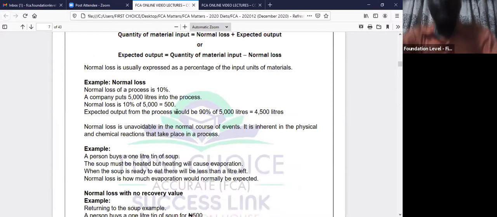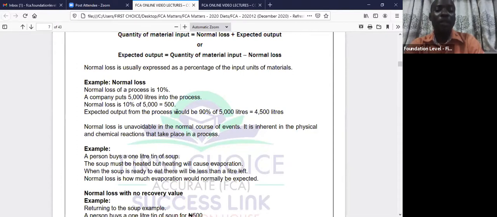Now let's see an example here. You are expecting a normal loss of 10% in a manufacturing process, and your input material is 5,000 liters. Since you are expecting a 10% loss, that means you are expecting that 500 liters will be lost. That means if you subtract 500 liters from 5,000, your expected output is going to be 4,500.